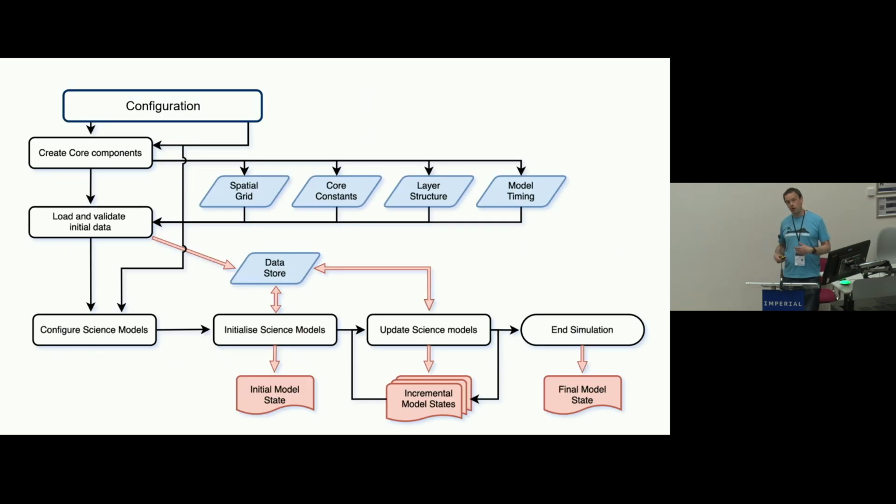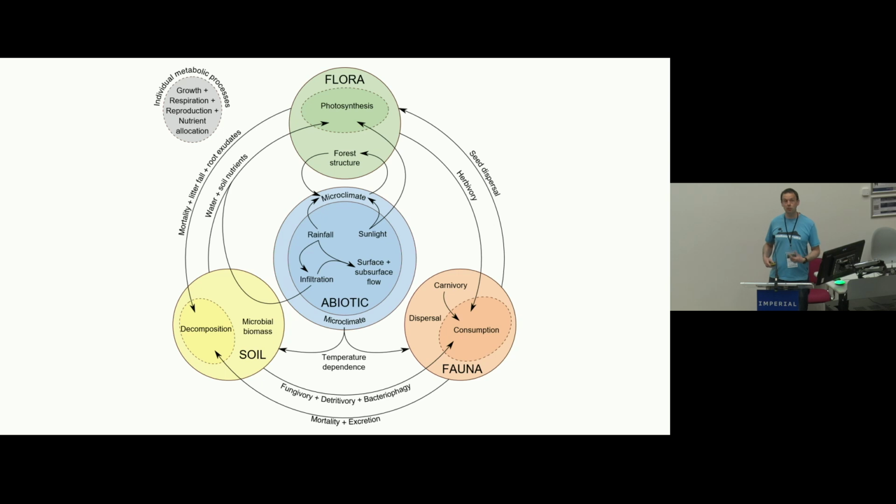How does the model work? Well, this is the setup. We have an initial configuration that says how the model's supposed to be run. That loads all the data. That sets all the things that are going to be shared across the science modules. We have a spatial grid. We have a vertical structure to represent trees. We have timing, things like that. We have the central data store that the models use to communicate. And then we have the models.